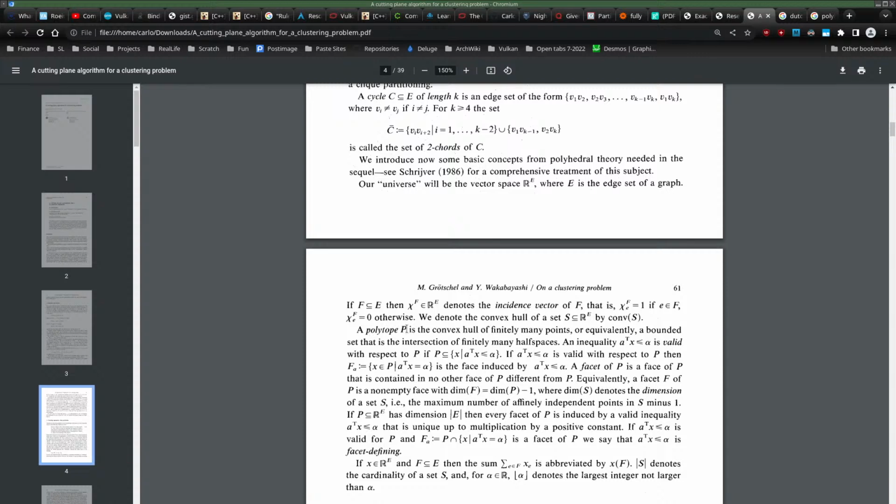A polytope P is the convex hull of finitely many points, or equivalently a bounded set that is the intersection of finitely many half spaces. Really? And then you think they're explaining things to make it clear. I think I have to look up what the polytope is.